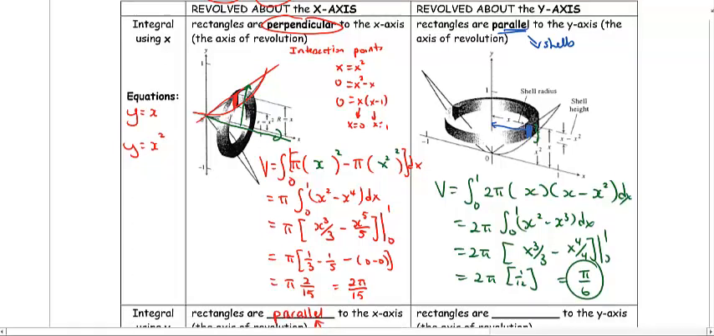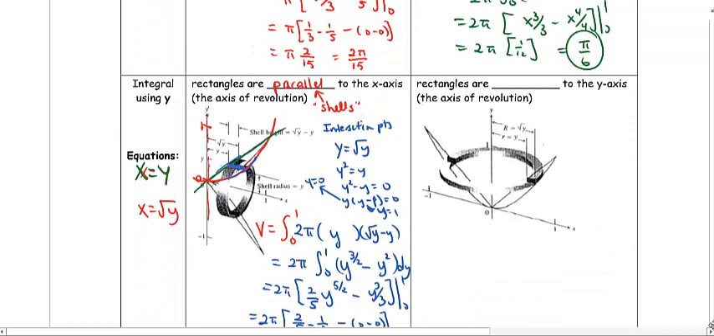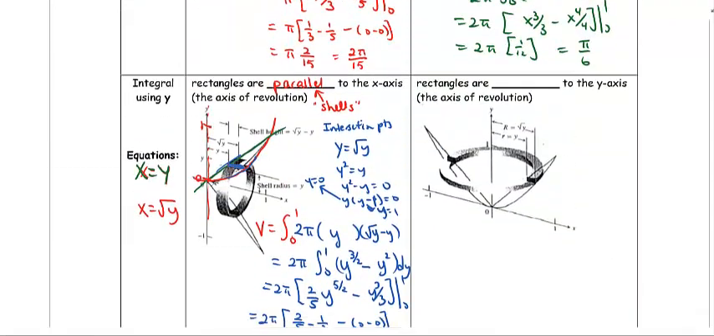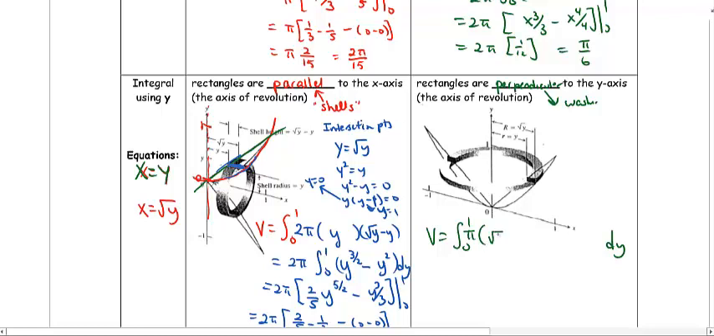I'm going to ask you to finish this off now. Let's do the same thing. This time I'm using rectangles that are perpendicular to the y-axis, which is the axis of revolution, and because of that I now need to use a washer. Setting up this time once again with respect to y, pi times the outer radius squared minus the inner radius squared.